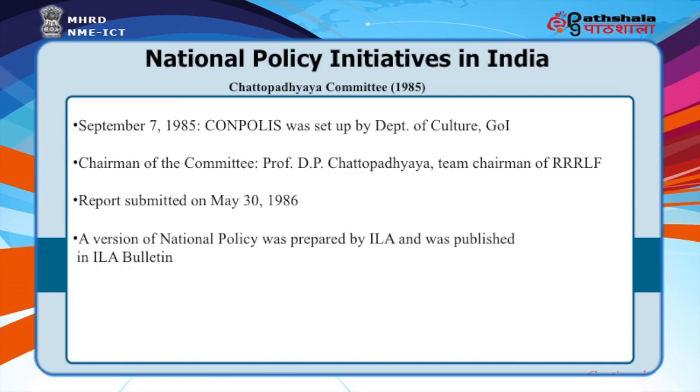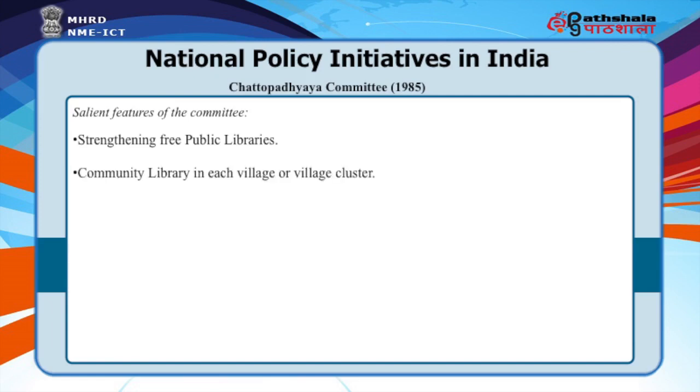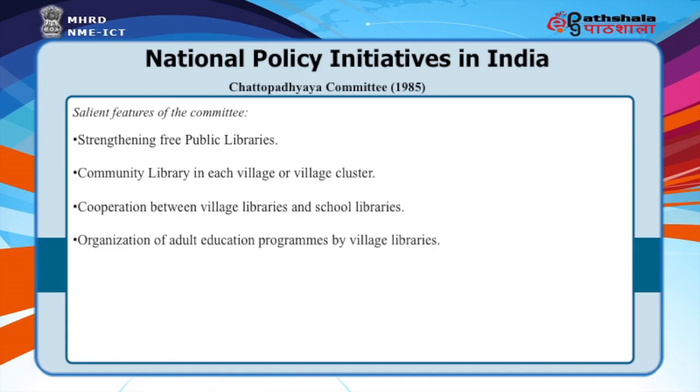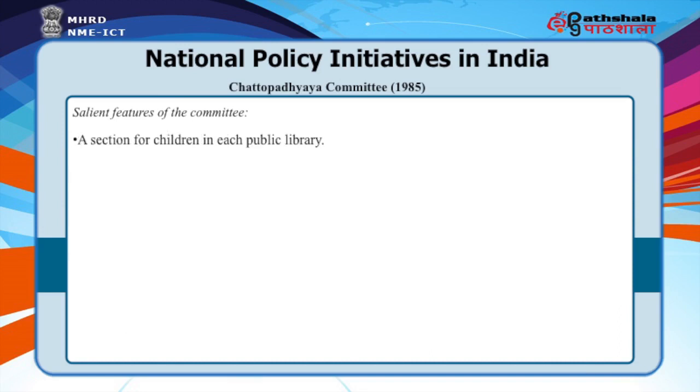Indian Library Association also prepared its version of the national policy and published the same in its Indian Library Association Bulletin. The Chattopadhyaya Committee report made 13 recommendations. They mainly covered the setting up of public libraries, particularly in rural areas, cooperation between village and school libraries, and specialized services to handicapped and disabled persons, tribals, and minority communities, children, etc.